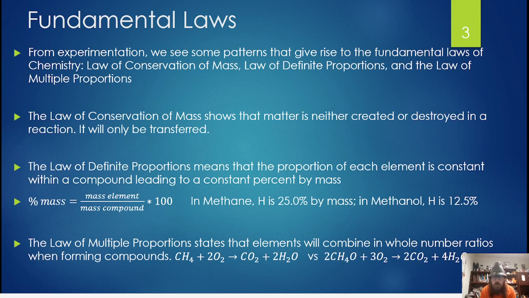Now methanol takes methane and adds an extra oxygen. So that 16 now balloons up to 32 grams. So that same 4 is now divided by 32 and multiplied by 100. So in methanol, the amount of hydrogen is 12.5 percent. And we can trust that it's always going to be 12.5 in methanol.